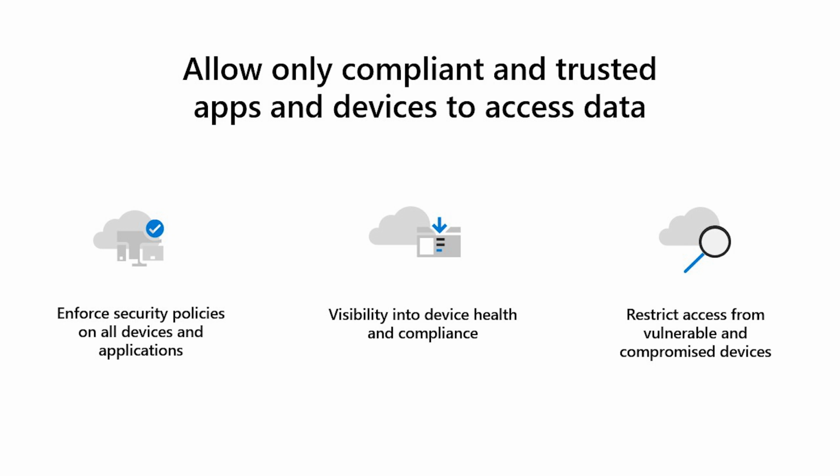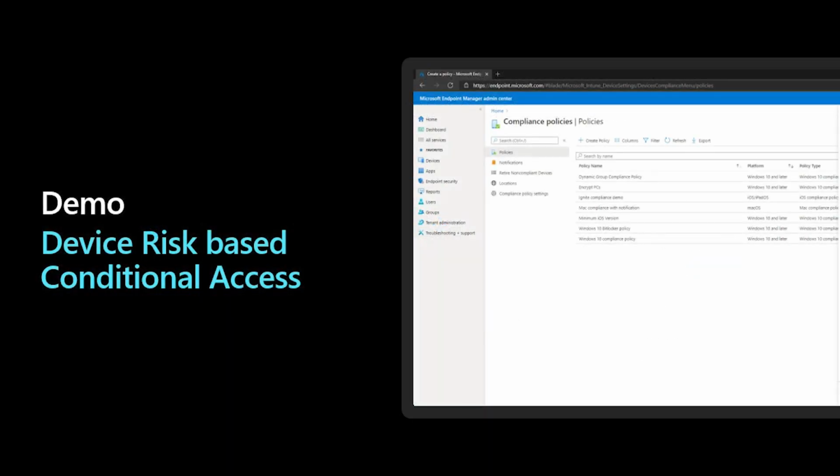Number one, ensure that all the devices get a baseline of security policies. Number two, check if their configurations are drifting from the desired state. And number three, monitor for device threats and restrict compromised devices from accessing corporate data. Let's do a quick walkthrough of these three steps.